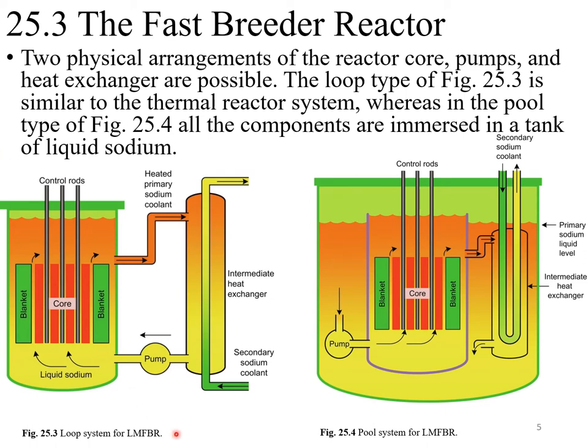From this left figure, we can see that the loop system is similar to the pressurized water reactor. The sodium coolant flows through the core and removes the heat. Then that heat is rejected inside this heat exchanger, where the secondary sodium coolant will pick up the heat and is used to produce the steam in another heat exchanger. But for the pool system, we are going to place this intermediate heat exchanger and the pumps inside this very big tank of sodium. That is the difference between the loop system and the pool system.